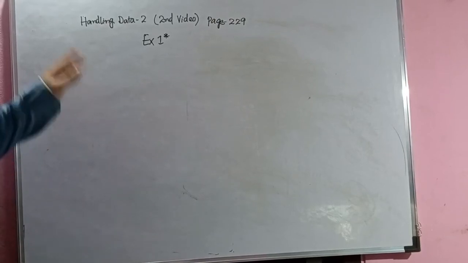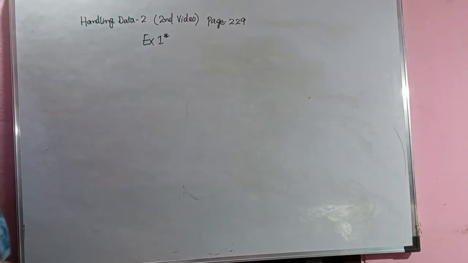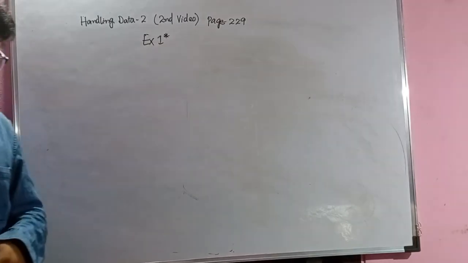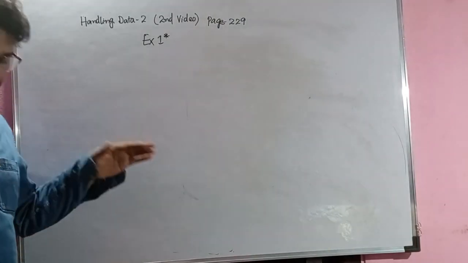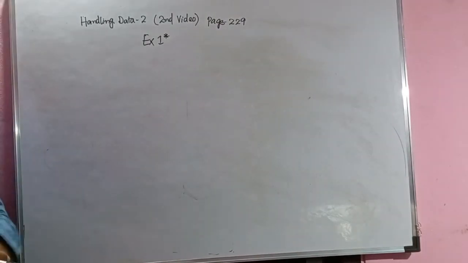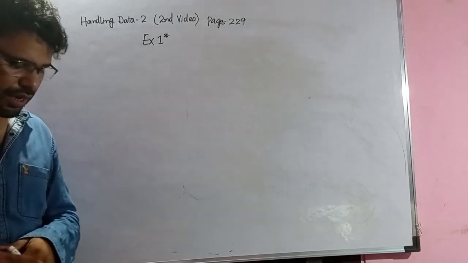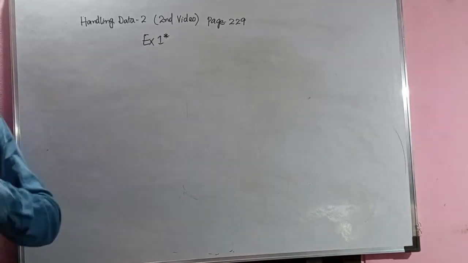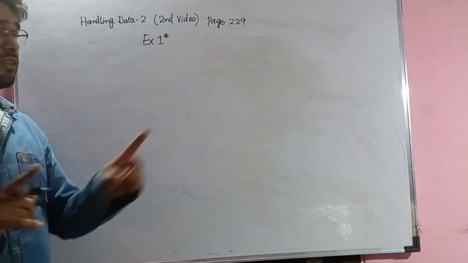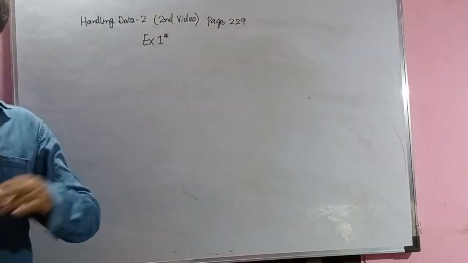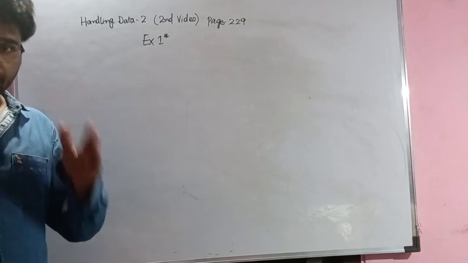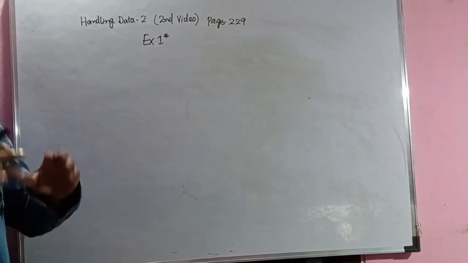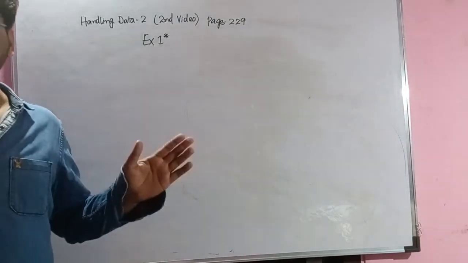This is the second video on Handling Data 2, and you can see the page number 229. We are going to discuss a few questions from Exercise 1 star. Before that, I want to remind you, if you have not watched the first video on Handling Data 2, please go and first see that video, because in that video I have explained the discrete data.